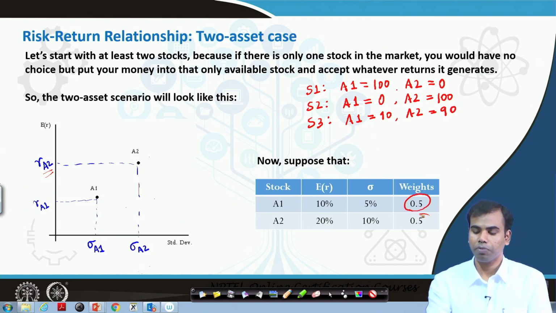For the sake of simplicity, we assume that we invest 50% of our investable money in each of the two assets. So, the weights assigned to each of the two assets are 50% for asset A and 50% for asset B.